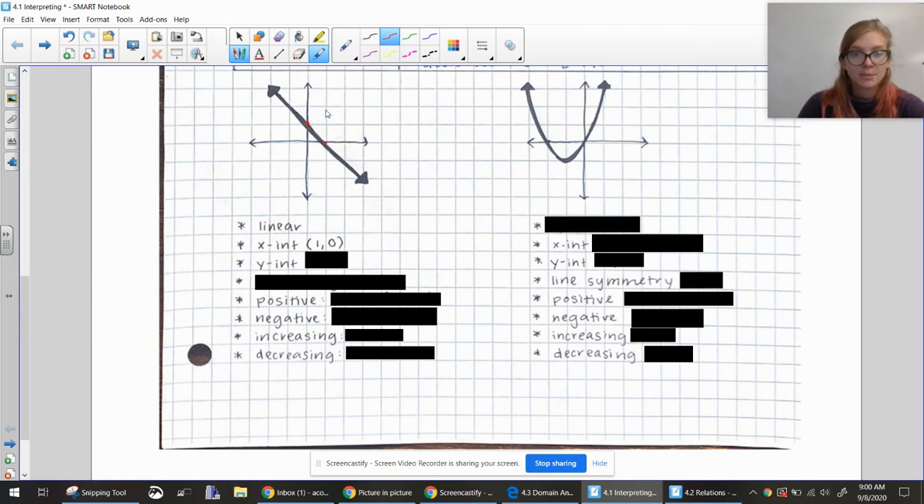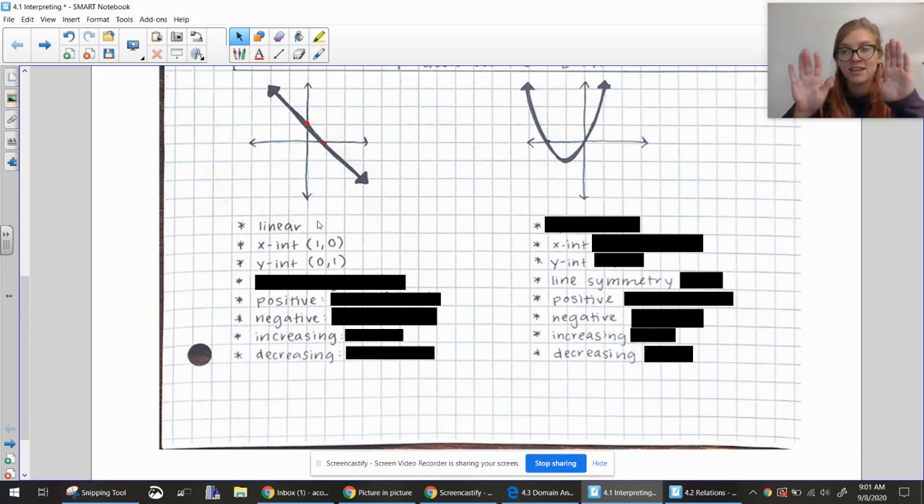So we have our x-intercept here, and our y-intercept is where y equals 1 and x equals 0. So that is the point (0, 1). Next, we have line symmetry. Well, in order to have line symmetry, I have to be able to draw a straight line and have my graph be the same on both sides of that line. That does not exist here, so there is no line symmetry.